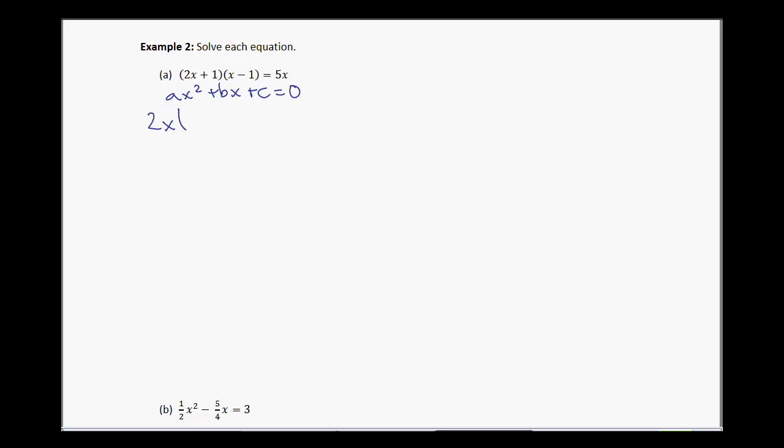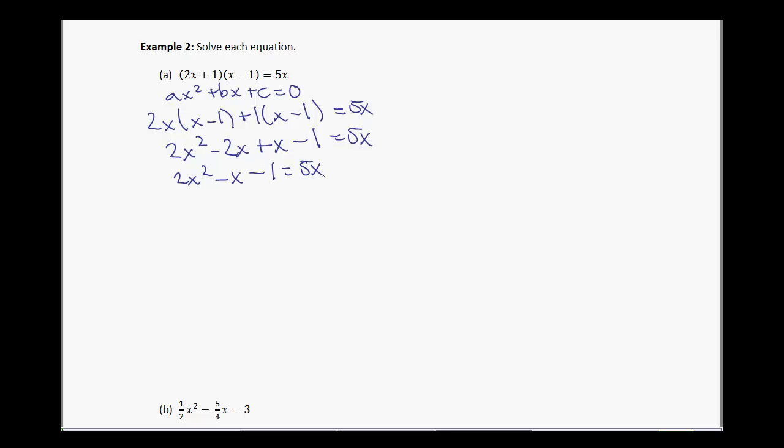We get 2x multiplied by x minus 1 plus 1 multiplied by x minus 1 equals 5x. 2x squared minus 2x plus x minus 1 equals 5x. 2x squared minus x minus 1 equals 5x. Set equation equal to 0, we get 2x squared minus 6x minus 1 equals 0. So here we have a equaling 2, b equals negative 6, and c equals negative 1.